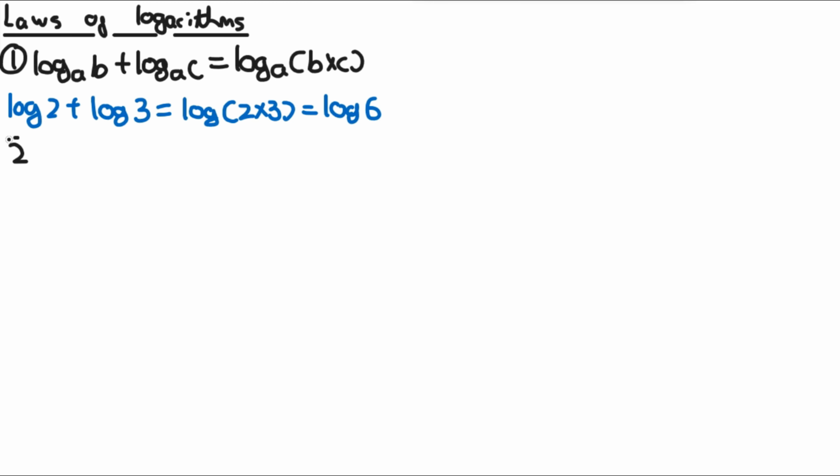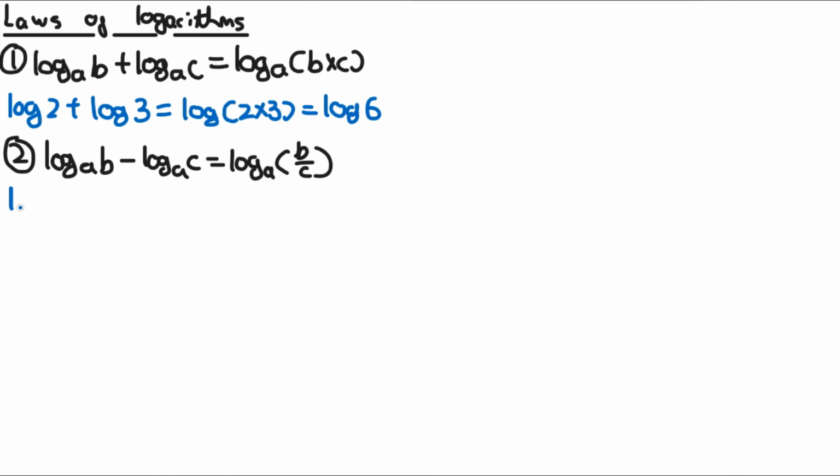The second law is that the log base A of B minus the log base A of C is equal to the log base A of B divided by C. So for example, if we had the natural log of 6 minus the natural log of 2, this would be equal to the natural log of 6 divided by 2, which would be equal to the natural log of 3. Again, I have to stress it only works because the bases are the same here. For natural logs, the bases are both e.